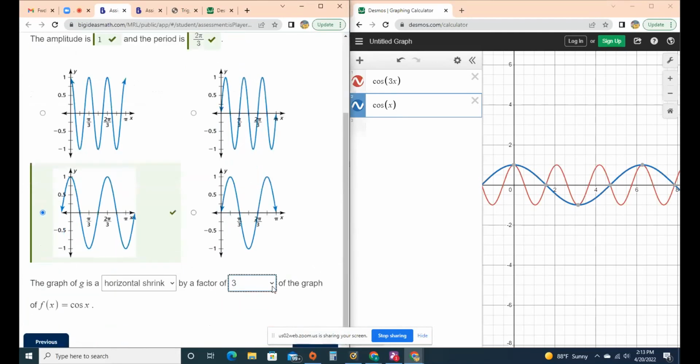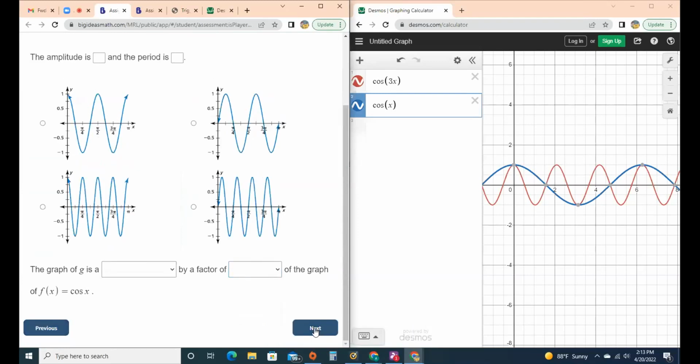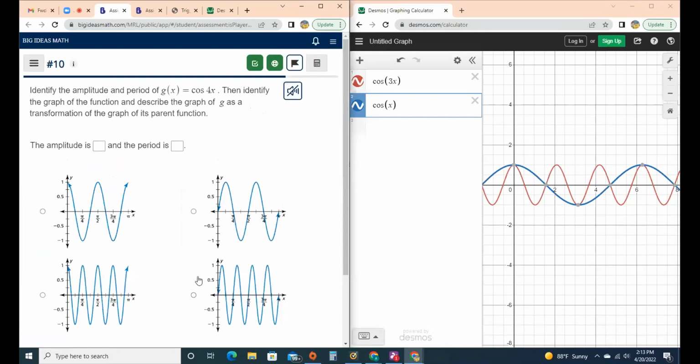So it's 1/3. There are some issues with that that don't matter for us, but we'll correct that on the next one. All right. So same thing here, just change that cosine 3x to 4x.